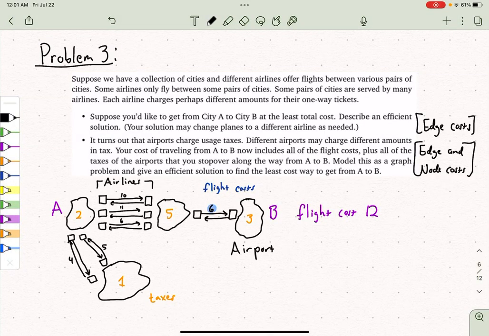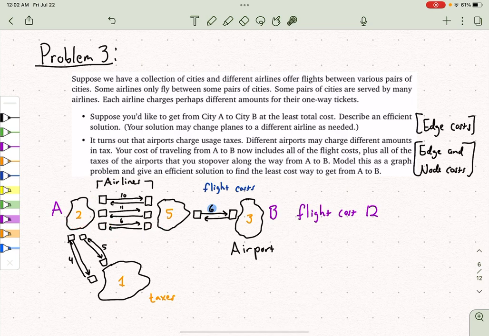So now we're going to go through another example of a graph reduction. This one's a very straightforward problem that you might have even experienced before, where you have a bunch of cities and airlines between different cities, and your goal is to get from city A to city B. It's just like in general when you're driving from one city to another, except now instead of taking roads, you have multiple options for which flight you're going to take.